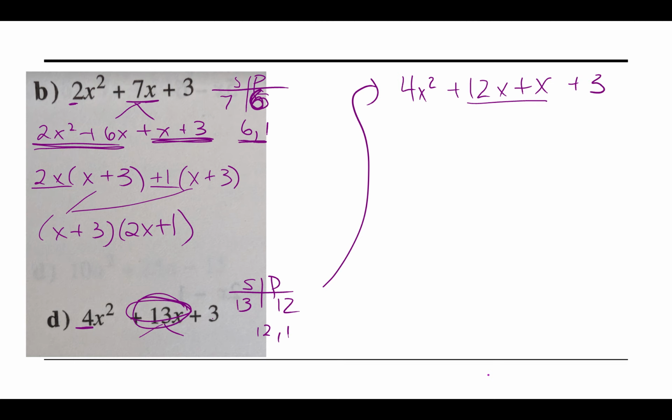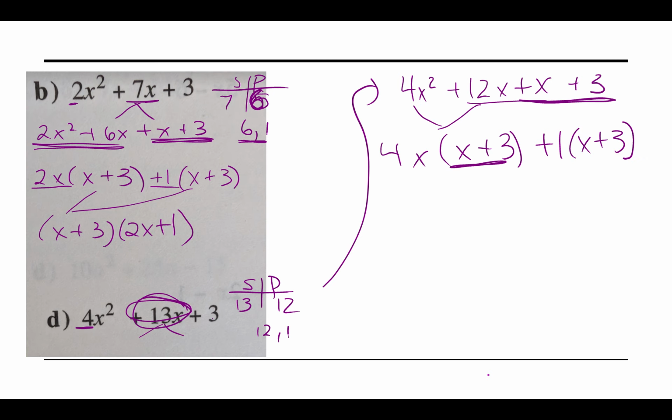Once we've split up that middle term, now you can look at your first two terms. We can take out a 4x, and you're left with x plus 3. Out of the last two terms, because you already have x plus 3, we can again just take out a 1, and you're left with x plus 3. Now we can take out that x plus 3, and you're left with 4x plus 1. So a very quick tutorial on factoring by grouping. So just splitting up that middle term and looking for that common binomial to take out.